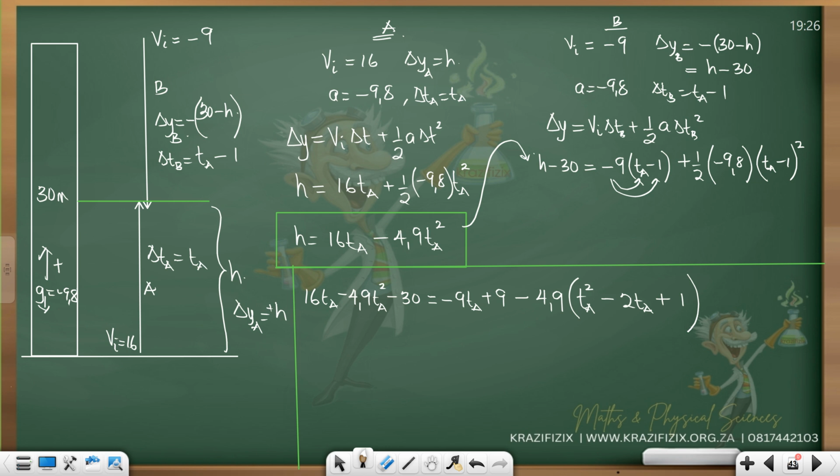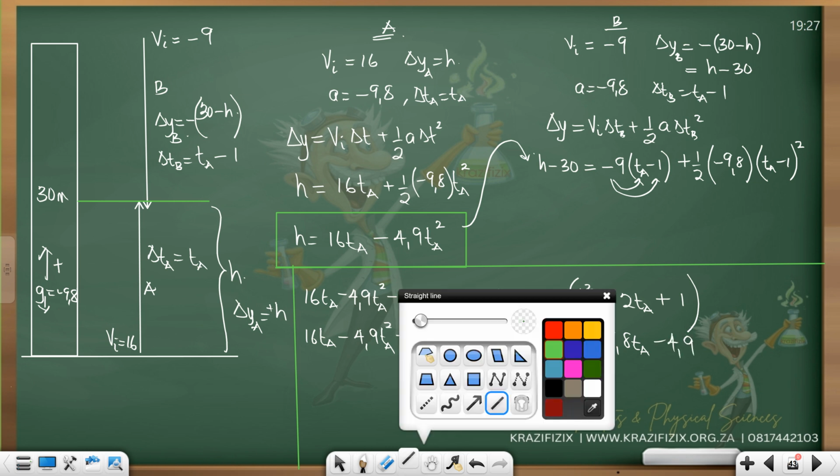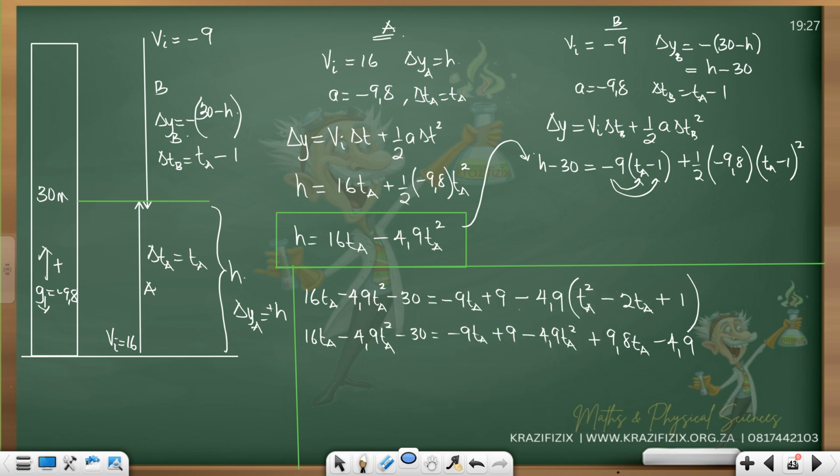Can we simplify all of this? What are we going to get? 16TA minus 4,9 what? TA squared. All right, let's expand quickly. Minus 9TA plus 9 minus 4,9 what? TA squared plus 9,8TA minus, are you there? Guys, look at the beauty. If I take this thing here over to this side, what does it become? Do you see it cancels each other, right? Lovely. So can we skip that?